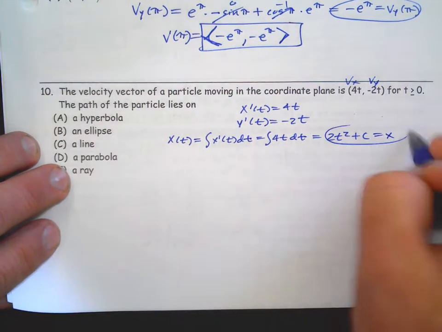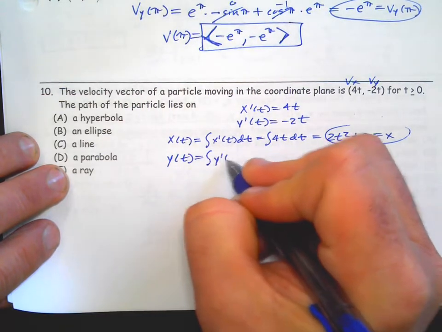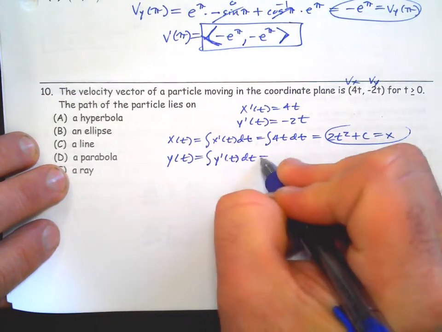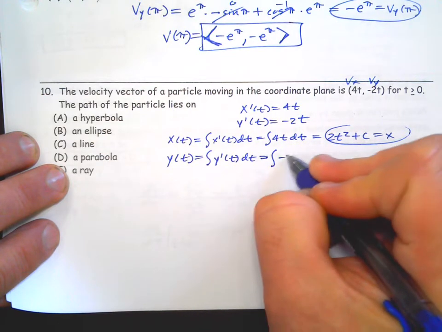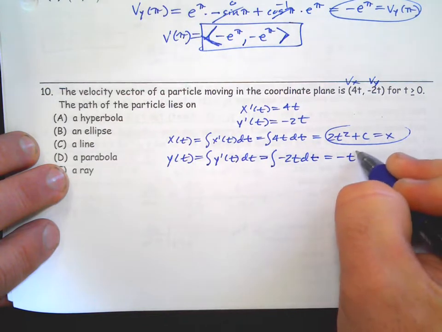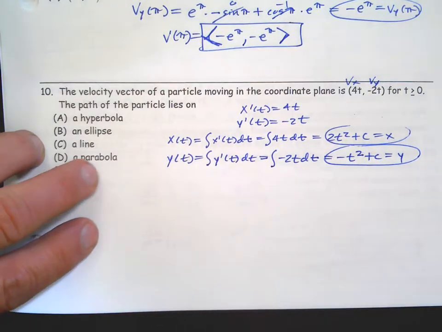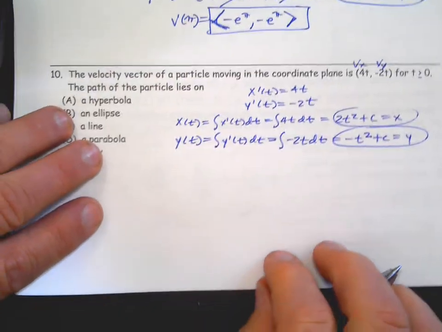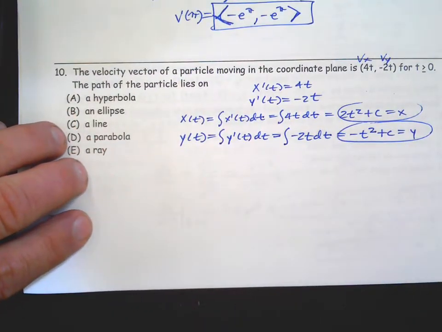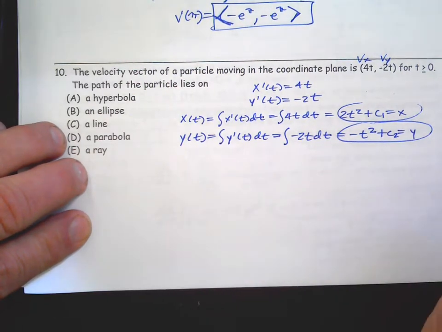Okay. And then y is going to be the integral of y prime t dt. It's going to be the integral of -2t dt, which is going to equal -t squared plus c. Now, if we were trying to solve these to get a Cartesian equation, what would it look like? Well, I'm going to call this c sub 1, c sub 2 because those are different constants.